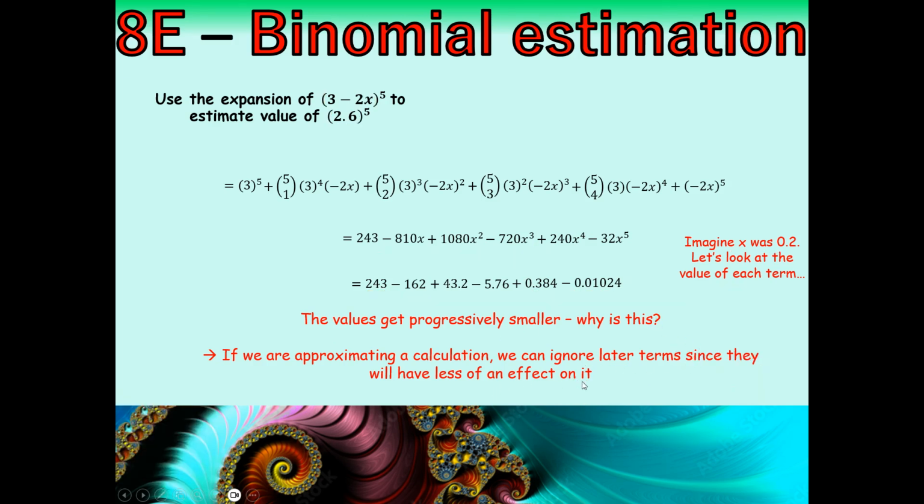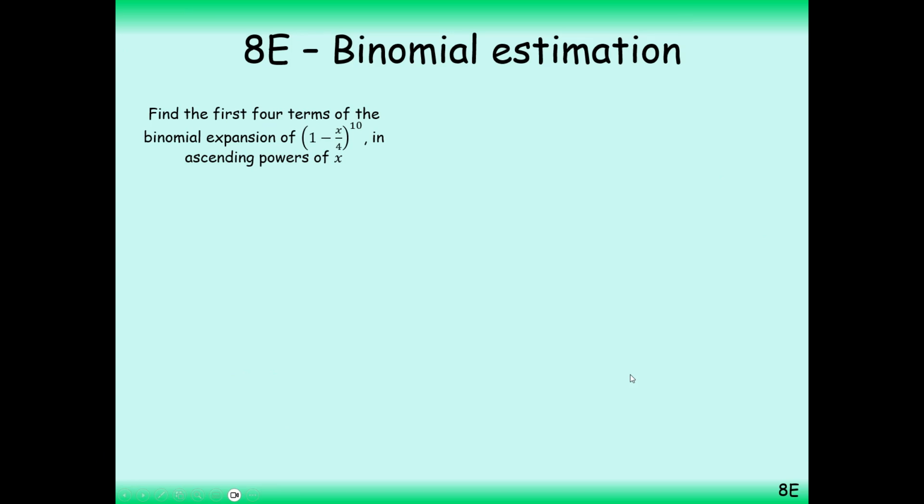We can ignore them because they have less of an effect. All right, so let's read this example together then. It's saying that we should first of all work out the first four terms of this expansion in ascending powers of x. So don't be confused by that. Don't start with x to the power of 10 or negative x to the power of 10. That's not what we are asked to do.